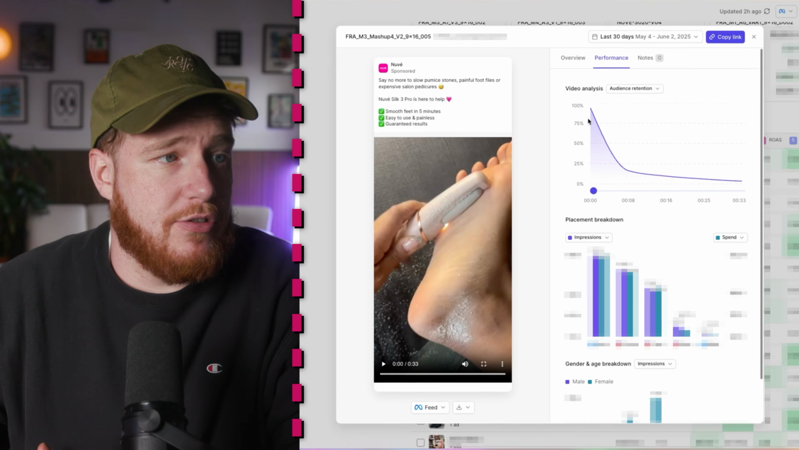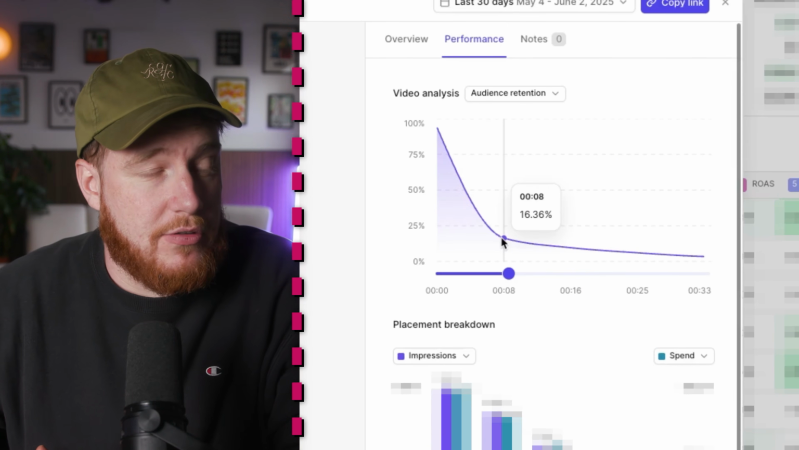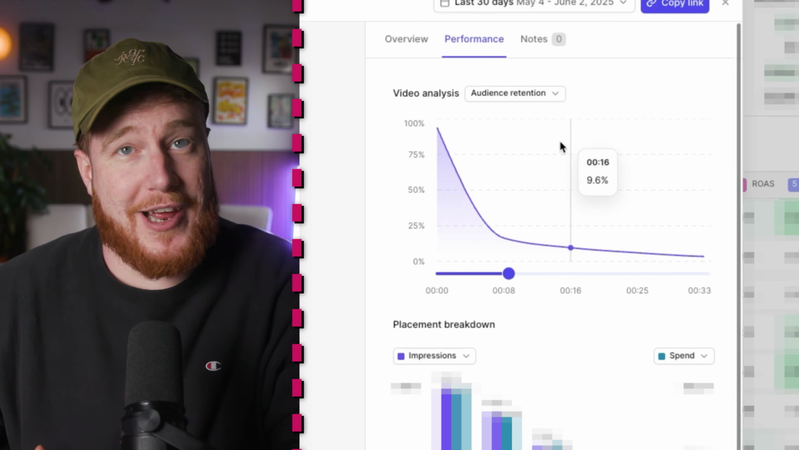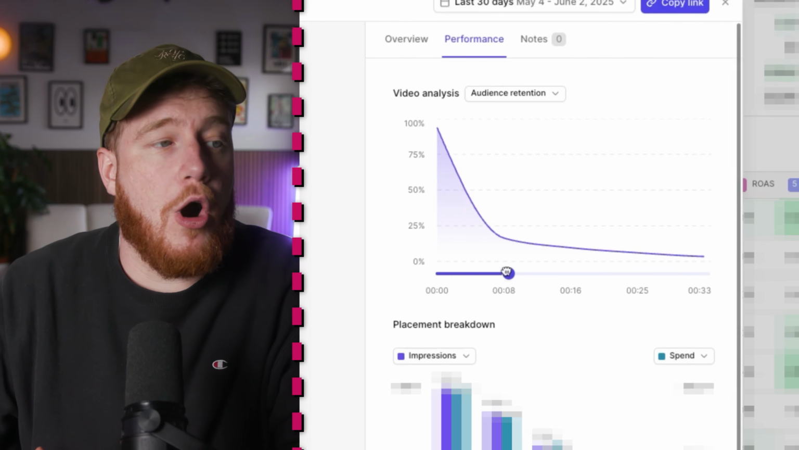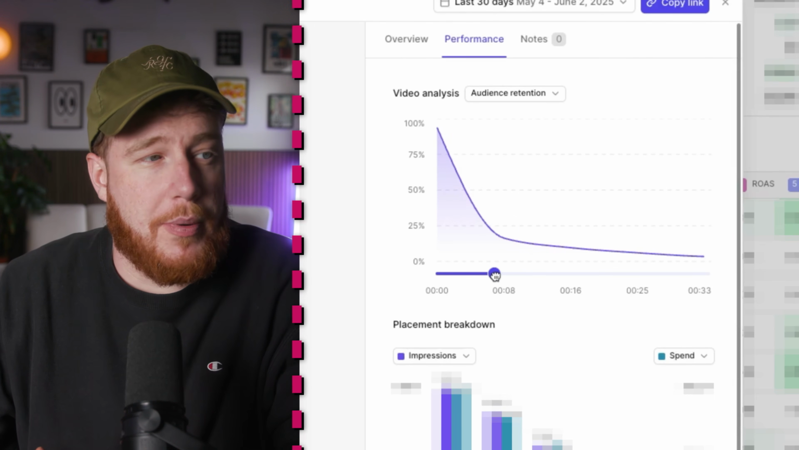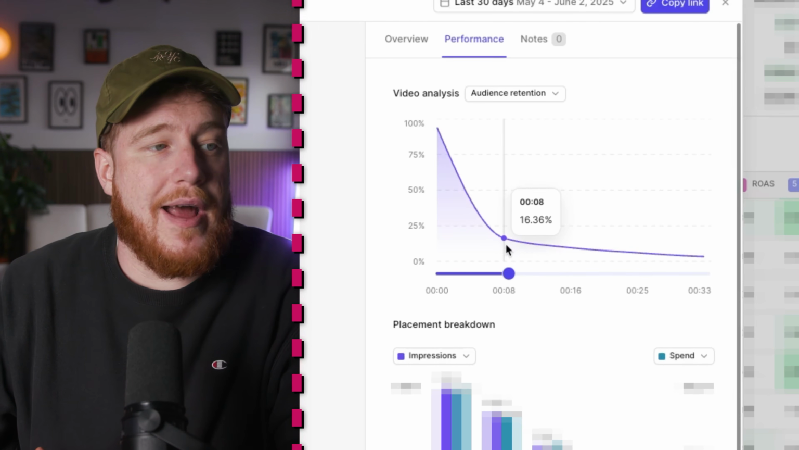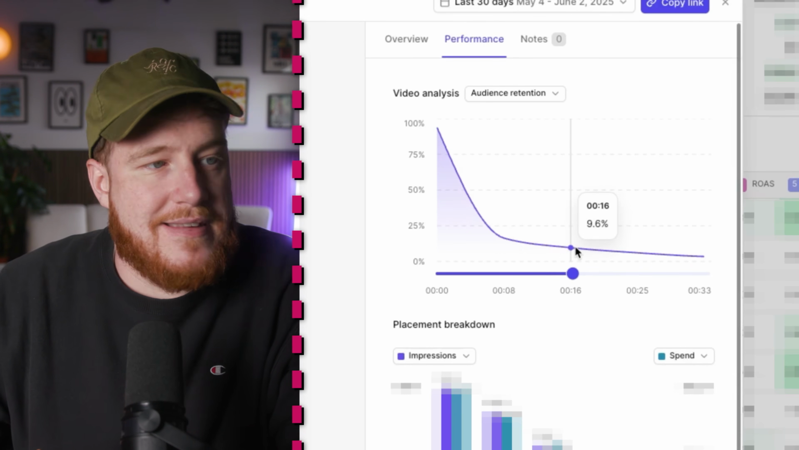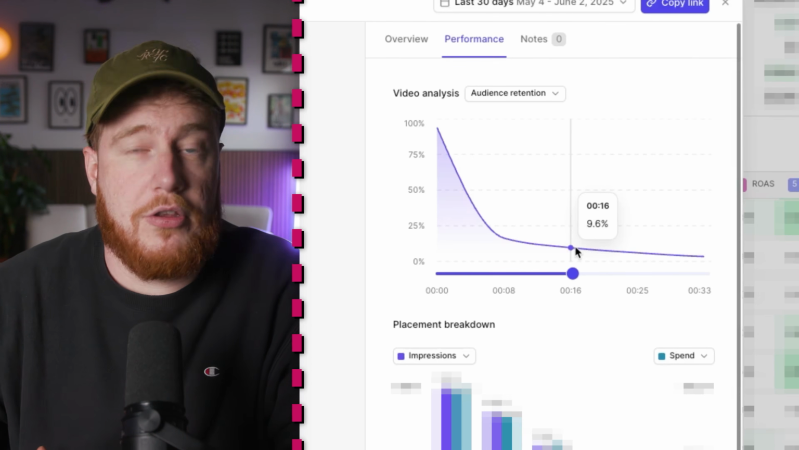What you're seeing here is a drop off after about 8 seconds or so. This is usually pretty normal. You're never going to have a retention graph like you'd see on YouTube, for example. You are always going to have a large percentage of people drop off. However, quite a lot of people are sticking around till about 8 to 10 seconds or so. You can see by about 16 seconds, 9.6% of people are still watching.